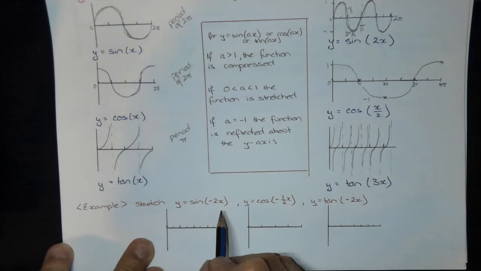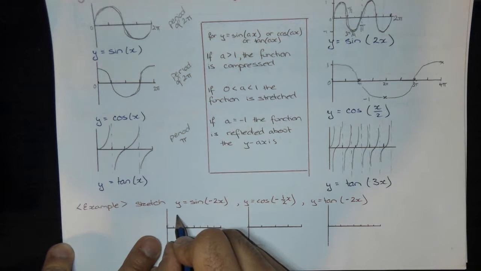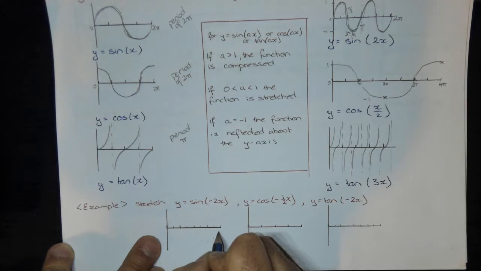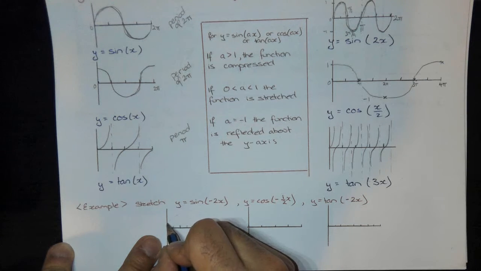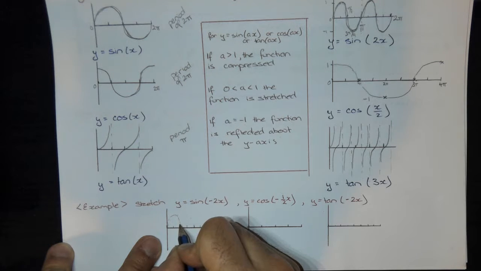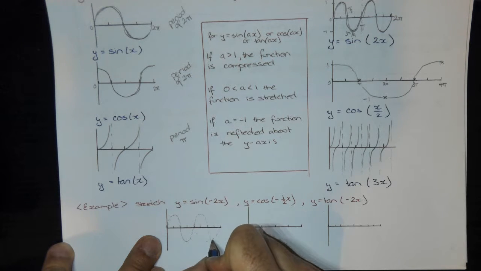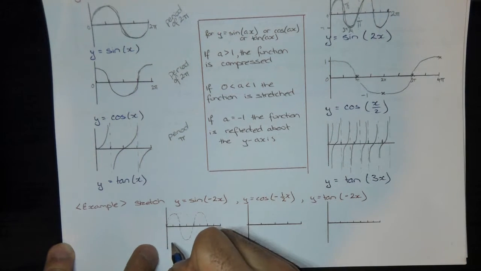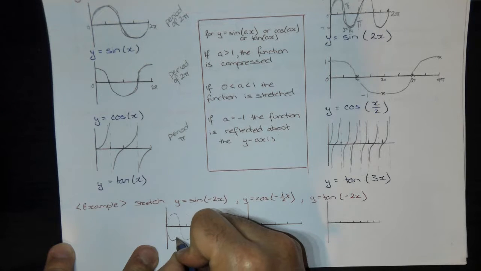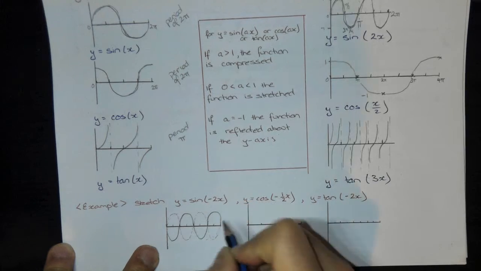So we're going to do this one. We're going to have y equals -tan(2x). So the normal period goes like that. But now it's going to happen twice as fast. So it's going to happen like that. And what's going to happen is then it's going to reflect about the y-axis. So it's going to look like that.